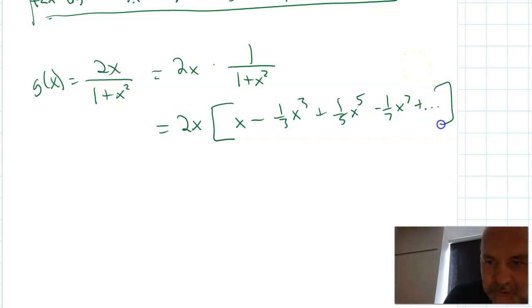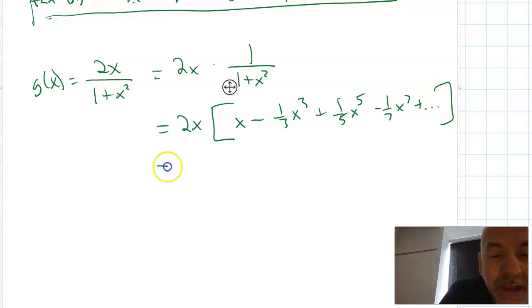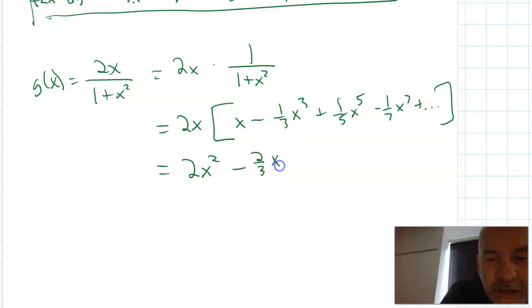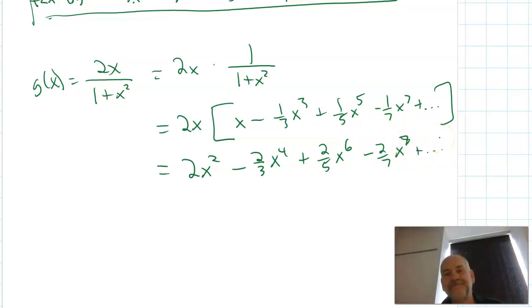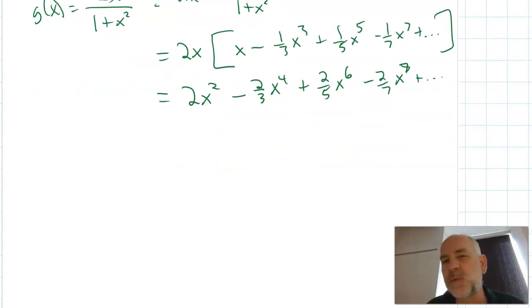And now I can multiply the 2x into this infinite polynomial, and I end up with 2x squared minus 2/3 x to the 4th plus 2/5 x to the 6th, and so on, minus 2/7 x to the 8th, and so on. And that's the power series for that function.